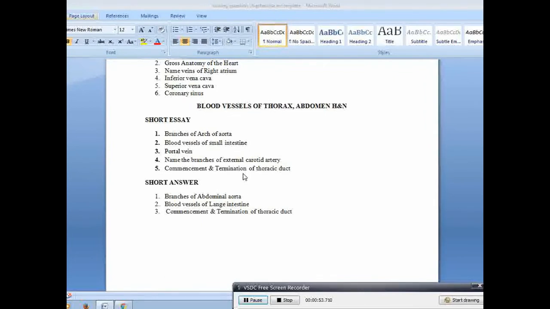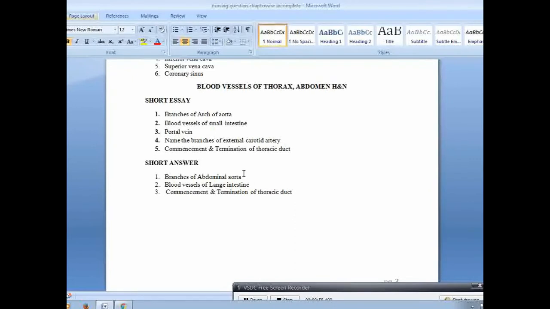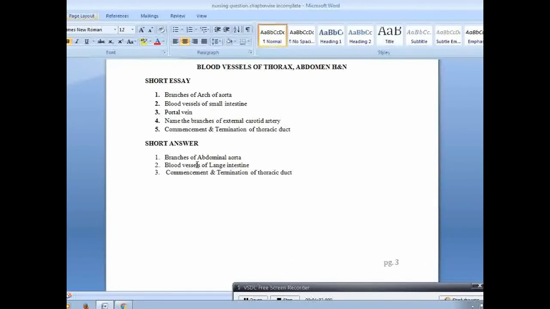Short answers: branches of abdominal aorta. Here again, the abdominal aorta has got branches like anterior branches, lateral branches, posterior branches, terminal branches. Right? There are lateral branches like renal artery, inferior phrenic artery, suprarenal arteries. Then you have the gonadal arteries. The terminal branches are common iliac arteries, lumbar arteries, right? And so on.